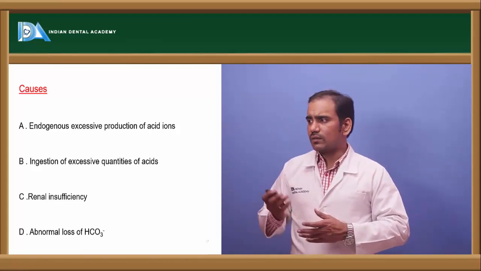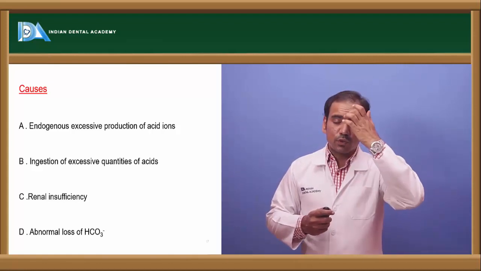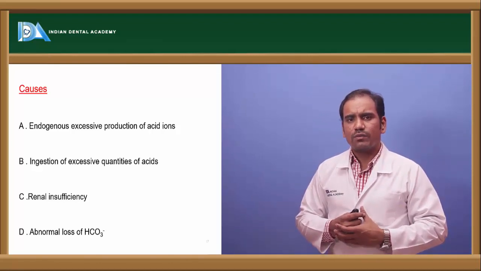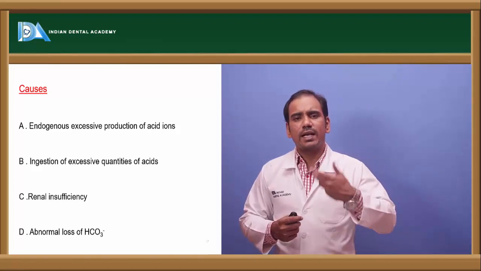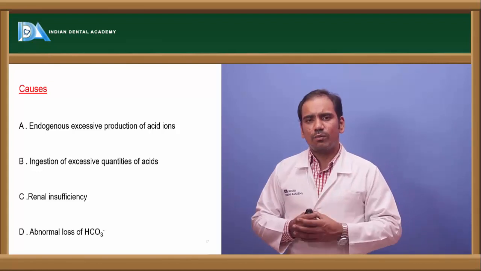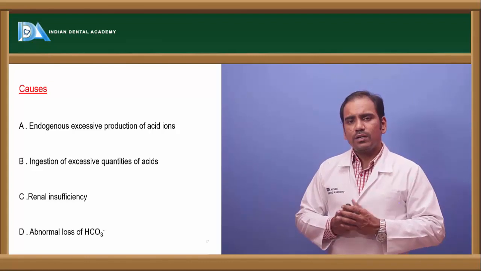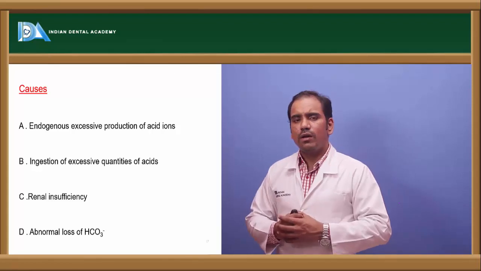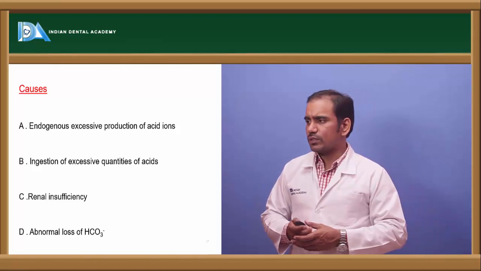So what are the causes here? We discussed the exogenous. There is endogenous excess production of acid ions. Acids are produced, lactic acid for example. Whenever there is excess lactic acid, we call that lactic acidosis. Whenever there is excess ketone bodies, we call it ketoacidosis. These are acidic compounds, so they affect the pH of the blood. They decrease the pH of the blood. Accumulation of these compounds in the blood leads to excess utilization of bicarbonate. Right? So that is the reason behind the metabolic acidosis.